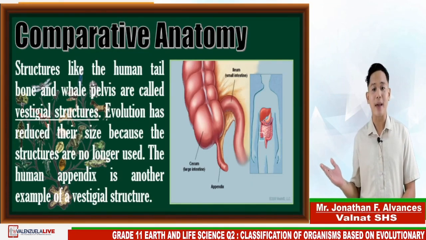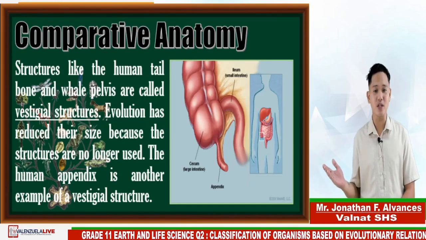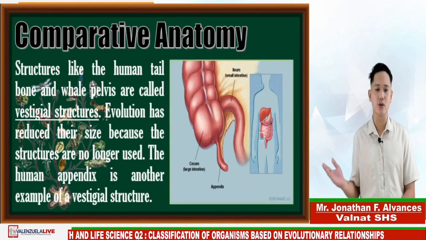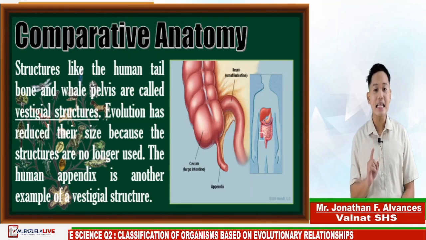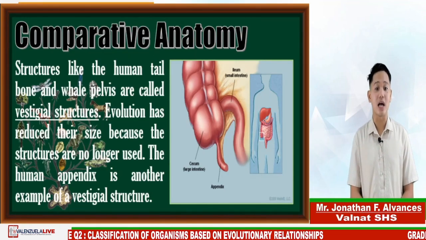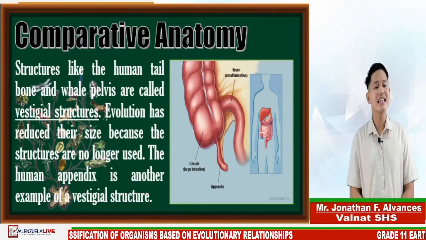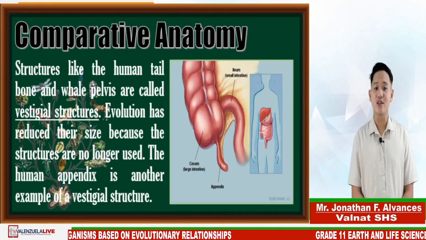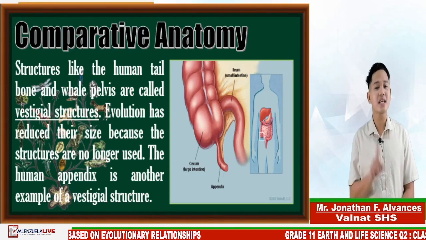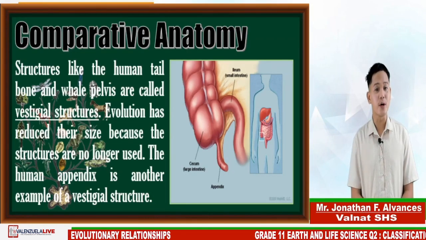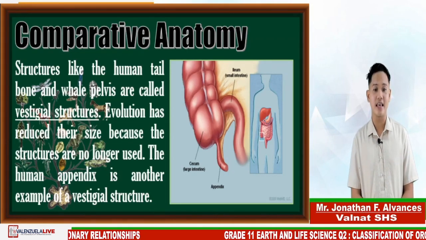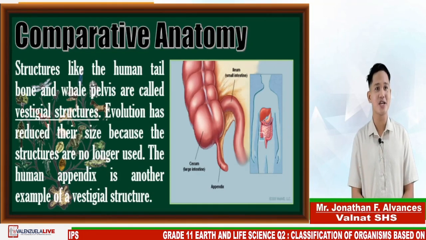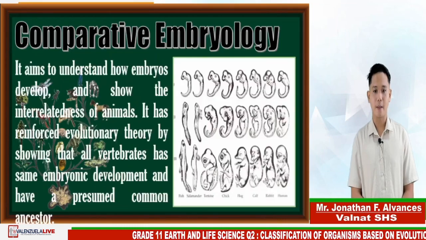The human appendix, which is shown in the picture, is another example of a vestigial structure. It is a tiny remnant of a once larger organ. In a distant ancestor, the appendix was needed to digest food, but it serves no known purpose in humans today. That is why it is classified as a vestigial structure.